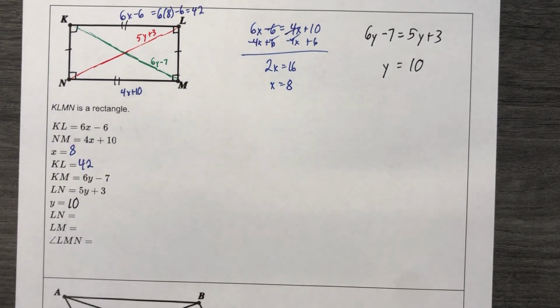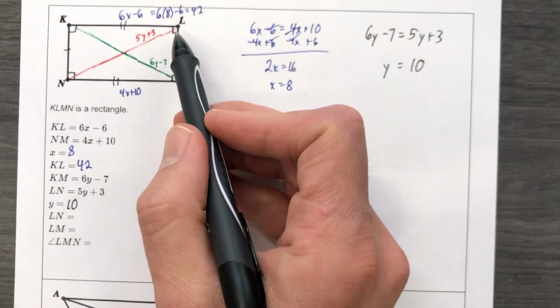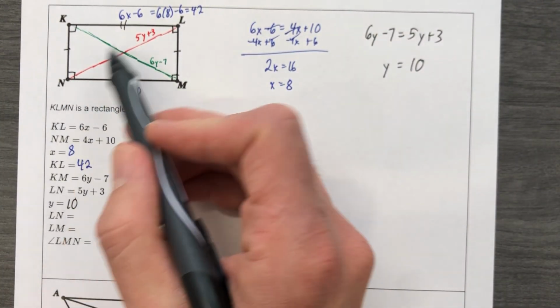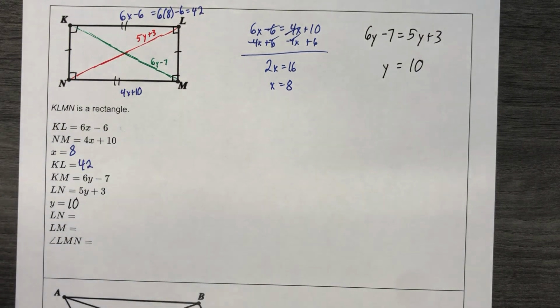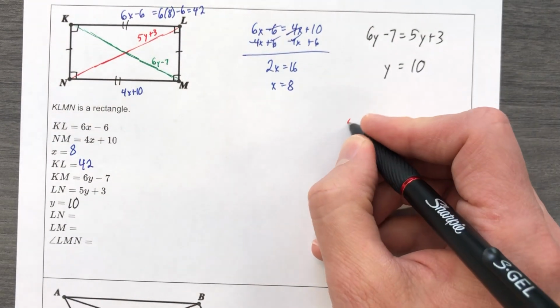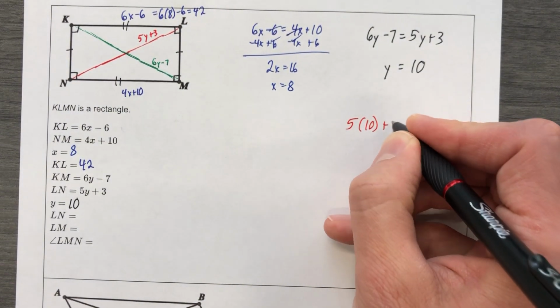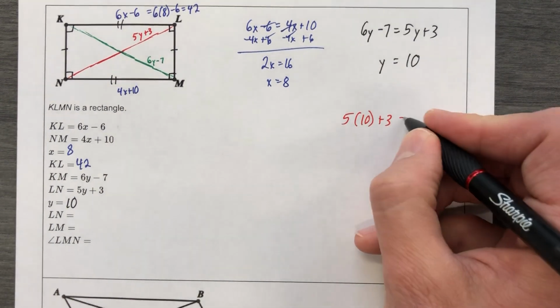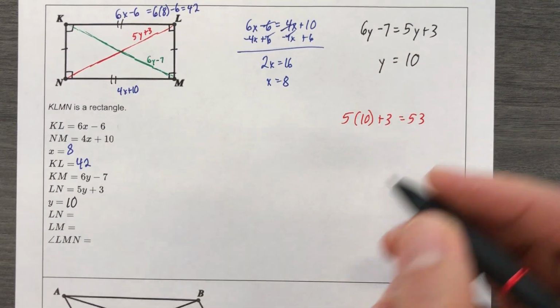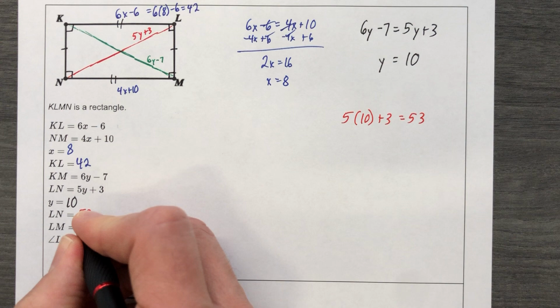Now we're going to find all the other little things we need to find. And so LN is 5y plus 3. Well, that was red, so let's just stick with red. So 5y plus 3. You can do this in your head, but I just wanted to give you a visual for it. So that's 53. All right, so there's 53 in red.